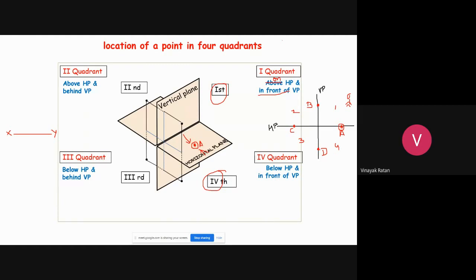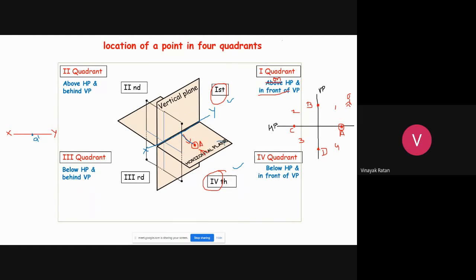So where is the front view of this point? Can you tell me? The front view of the point will be exactly on this reference line XY in such a case. So when a point lies in the first quadrant as well as in the fourth quadrant, your front view of the point, that is A, will be on the XY line, that is A dash. Now where is the top view?